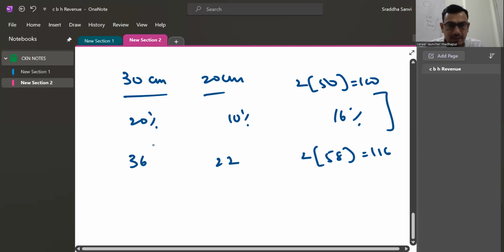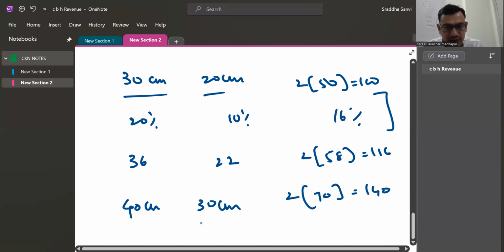But if the length and breadth are different, assume they are 40 and 30 centimeter. Now, you all can understand a 20% growth. First of all, this is 2 into 40 plus 30, 70, which is 140. Now, new length 48, new breadth is 33. The sum will be 2 into 81, which is 162.